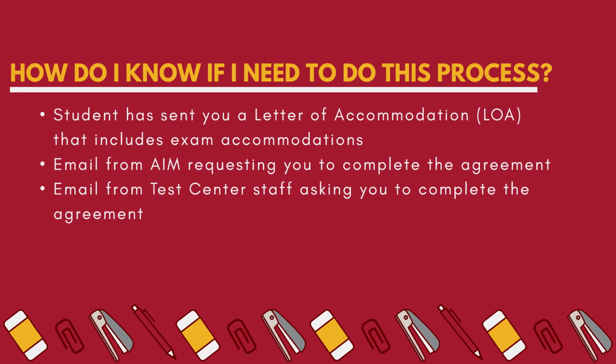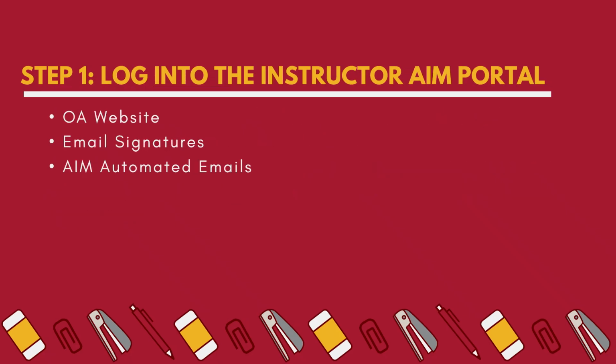Once a student sends out their letters of accommodation, they are able to begin scheduling testing appointments with the OA Test Center. If a testing appointment is scheduled and a course instruction form is not in place, AIM will automatically send you an email indicating the form needs to be filled out. As testing dates approach, if we are still missing your course instruction form, the test center staff will reach out to you directly. Begin the course instruction form process by logging into the Instructor AIM portal.